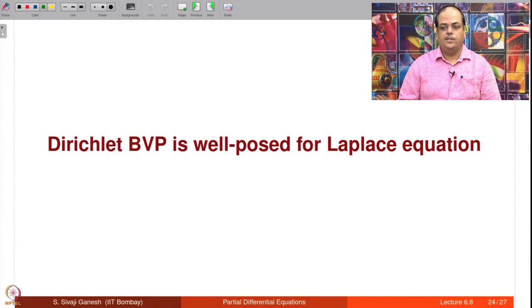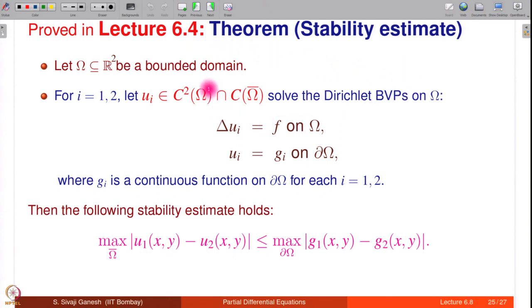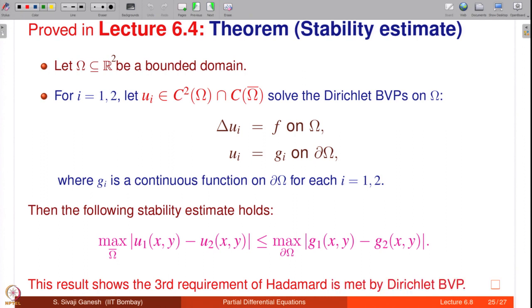The Dirichlet problem is well posed for the Laplace equation. We have proved in lecture 6.4, it was called the stability estimate, this theorem. So, let Omega inside R^2 be a bounded domain. For i equal to 1 to 2, let u_i belong to C^2(Omega) intersection C(Omega bar) and solve the Dirichlet boundary value problem given here. Laplacian of u_i is equal to f on Omega, u_i equal to g_i on the boundary of Omega. Then we have proved this stability estimate. This result shows the third requirement of Hadamard is met by the Dirichlet BVP, because if the data are close, solutions are close. This is exactly the continuous dependence on the boundary data for the Dirichlet boundary value problem.